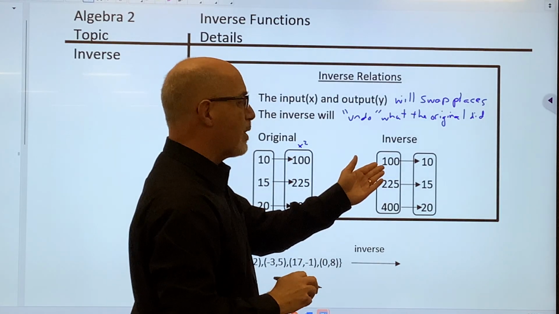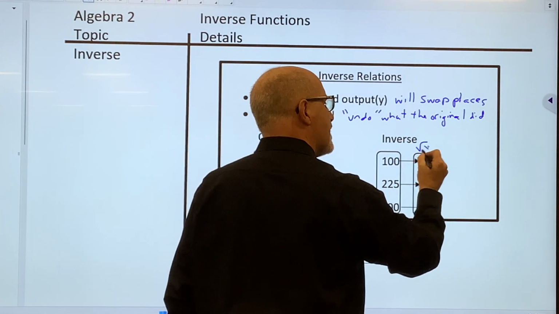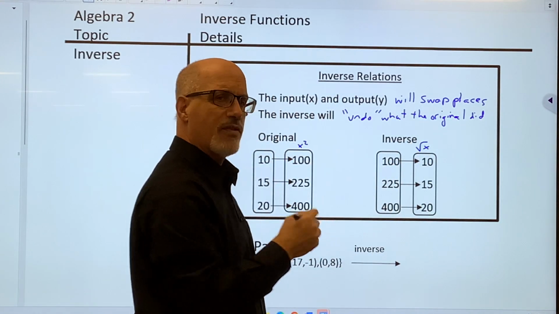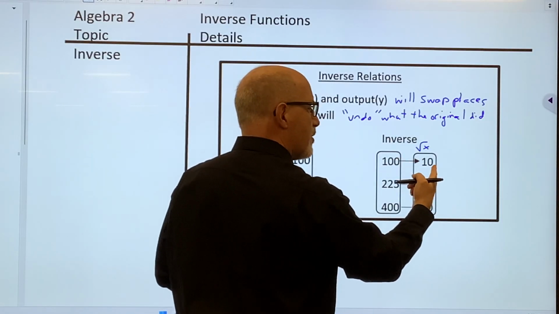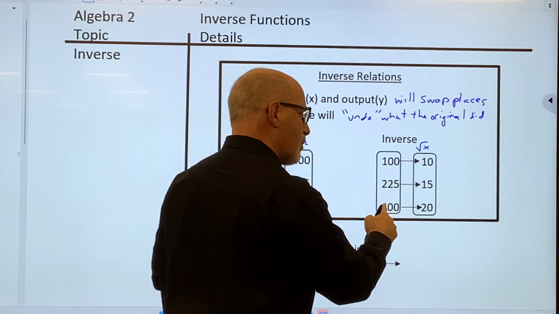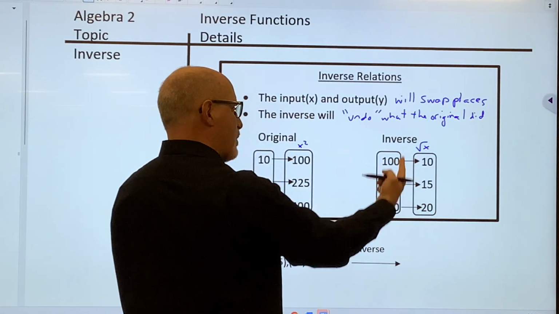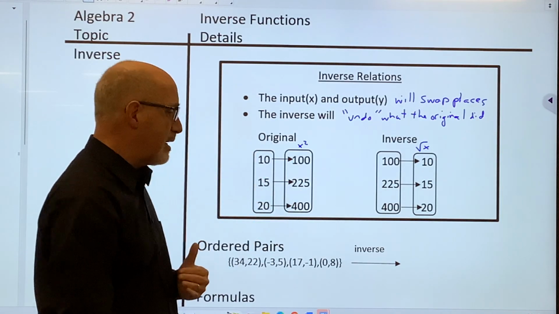Well, if I want to undo that, I would square root it instead. So if this now is my input for the x, to undo what I originally did, I would square root 100, I get 10, square root 225, I get 15, square root 400, I get 20. I get the original inputs because it's been undone by my inverse.